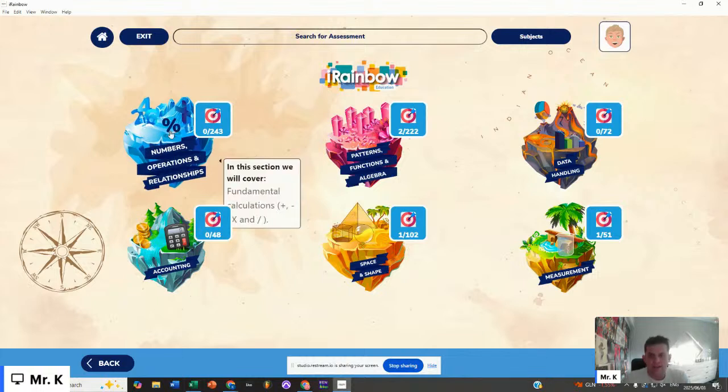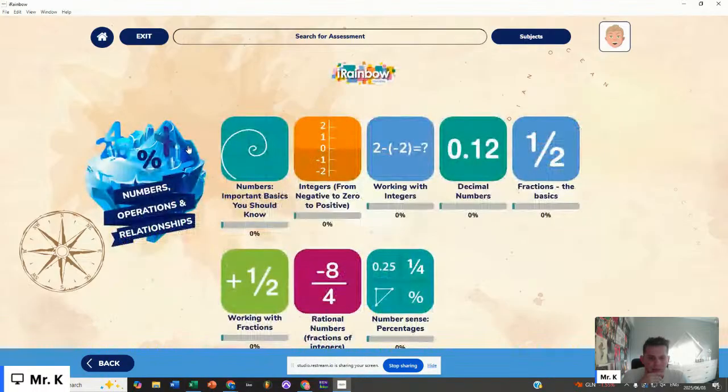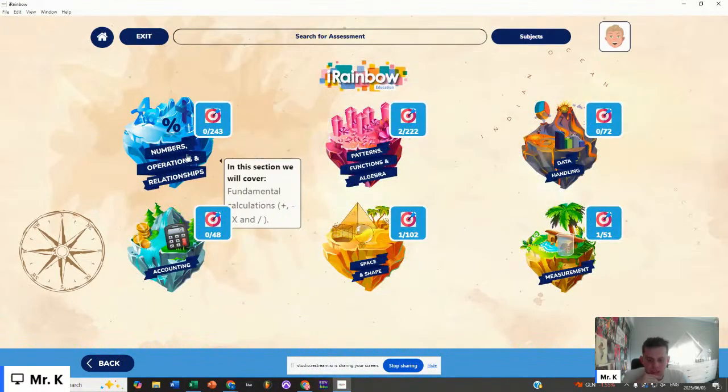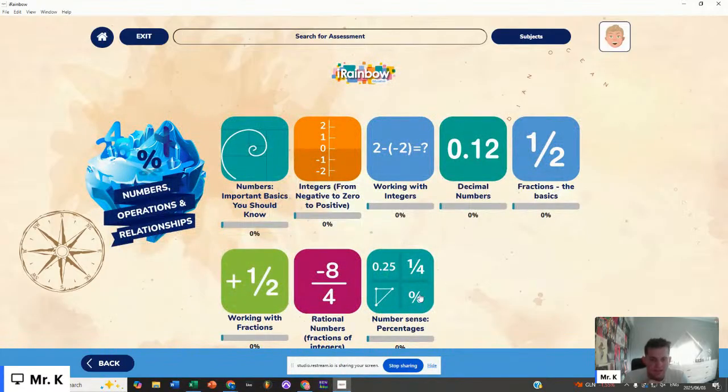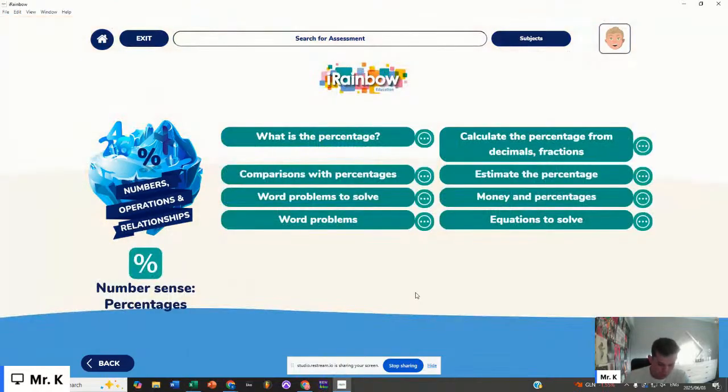We are going to click on this section over here, numbers, operations, and relationships. We are then going to click on the bottom topic over here, the very last topic in the section, called number sense, percentages. Once we've clicked on that, there are a few different quizzes that we can attempt in order to practice this section of work, guys, and it's completely up to you which you choose to go through first. But the first two quizzes would be great practice for you guys.